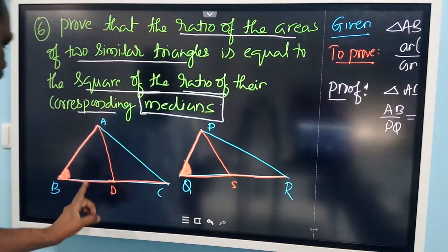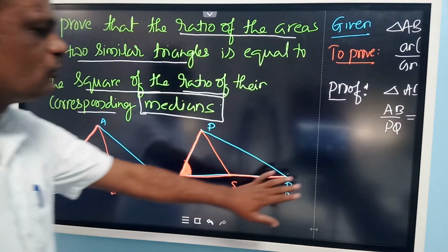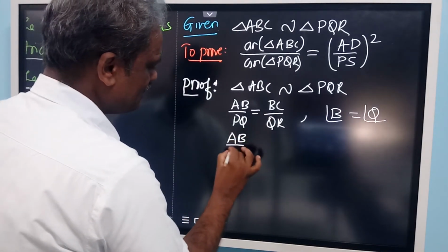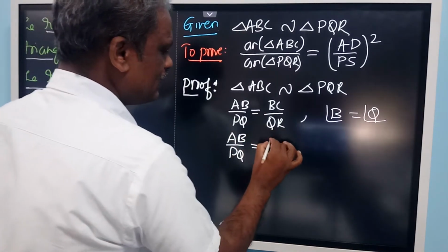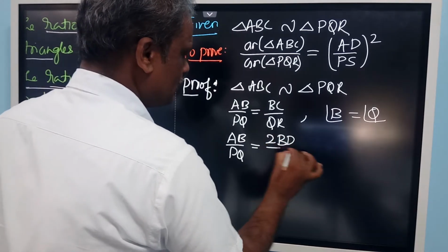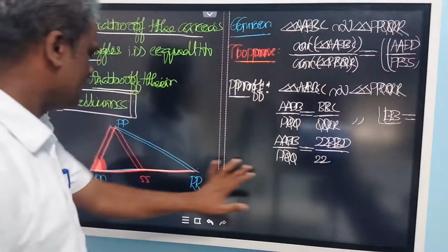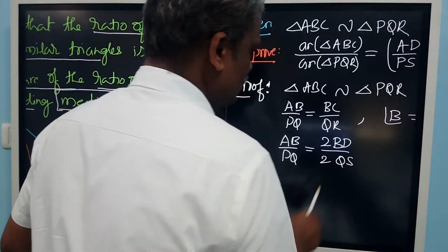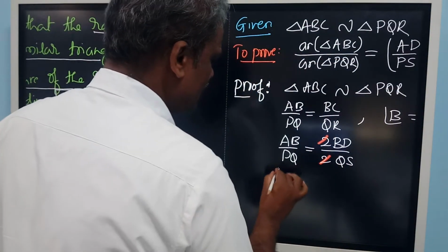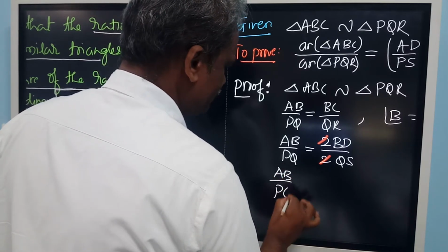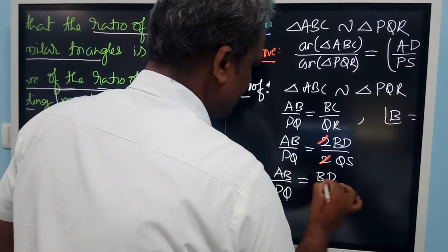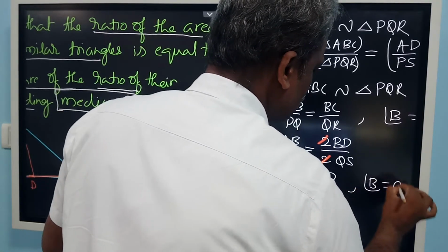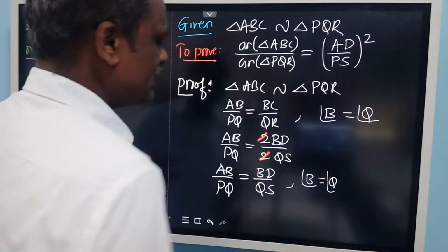Now look at this. In place of BC I will write 2 times BD. AB by PQ as it is. Here I will write 2 times BD, and in the same way, instead of QR I can write 2 times QS. So here 2 and 2 cancel. So you will get AB by PQ is equal to BD by QS. And we have angle B is equal to angle Q.